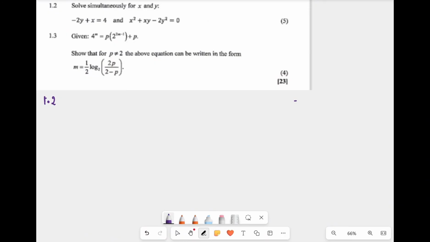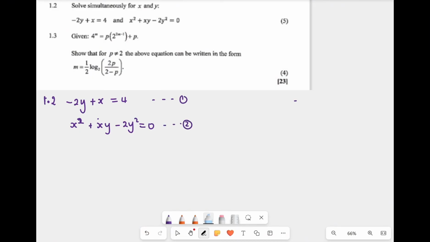1.2, we are required to solve for x and y simultaneously. So we are given two equations: negative 2y plus x is equal to 4. We are also given x squared plus xy minus 2y squared is equal to 0. Now we have our equation number 1. We also have our equation number 2.